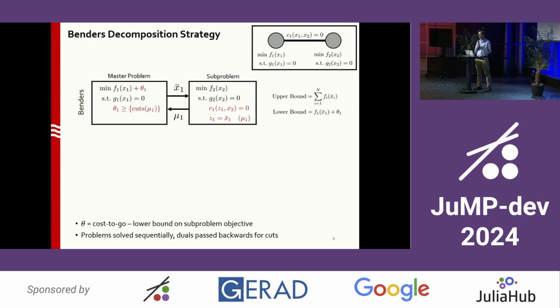And then on the subproblem, we enforce the constraint C1, which is your linking constraint, and we fix the solution of the master variables in that subproblem. And since theta is a lower bound on the subproblem, when you solve this master problem, you get a valid lower bound on the overall graph. And then when you solve these two problems in sequence, since we're fixing the primal solutions of the master problem, we get a valid feasible solution that creates an upper bound on the problem. And so in Benders, you iteratively solve these two problems and you pass dual information back to create cuts. And as you do this, your upper bounds and lower bounds will hopefully converge to your optimal solution.